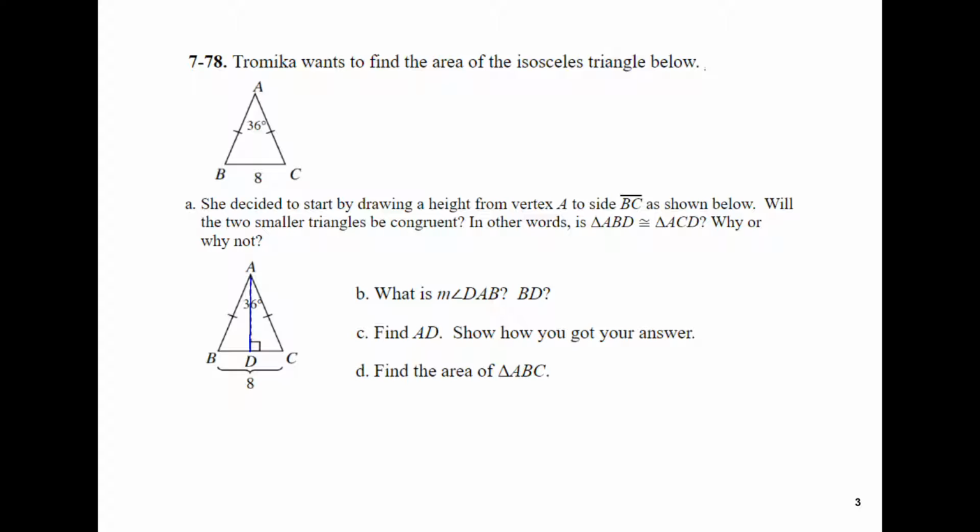Why or why not? So what is the measure of angle DAB? When we look at DAB, we can take 36 degrees and divide that by 2, which tells us that the measure of angle DAB would equal 18 degrees. They then asked, what is the measure of BD? Well, if we look at this line segment right here, we know that it is half of 8. So 8 divided by 2 would tell us that line segment BD is equal to 4.